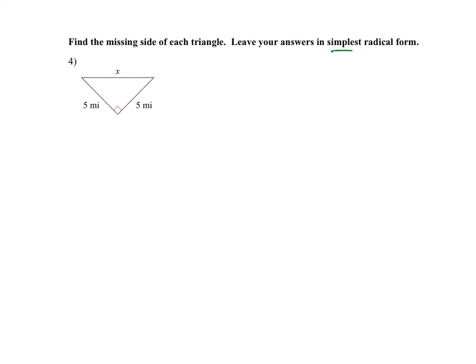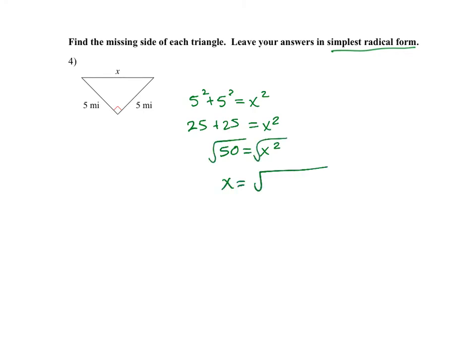I want to leave it in the simplest radical form. So here my variable is the hypotenuse. So that means that 5 squared plus 5 squared equals x squared. So 25 plus 25 equals x squared. So 50 equals x squared. The square root, so x equals the square root of 50.